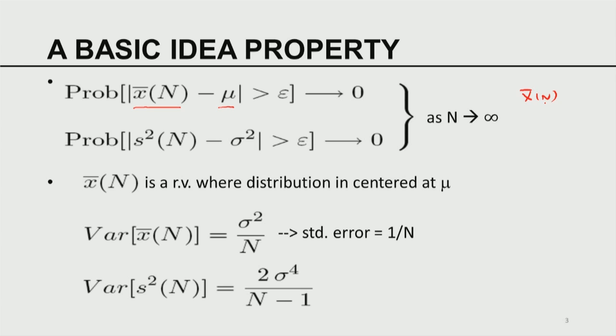Likewise, if I consider the estimate of the sample covariance, estimated using the formula in the previous page, the probability that it differs from the true variance by a quantity epsilon goes to 0 as n goes to infinity. So what does it mean? Both the sample mean and the sample covariance become closer and closer, ever closer to the true mean and the variance as the number of samples goes to infinity. This is a very simple fundamental fact.